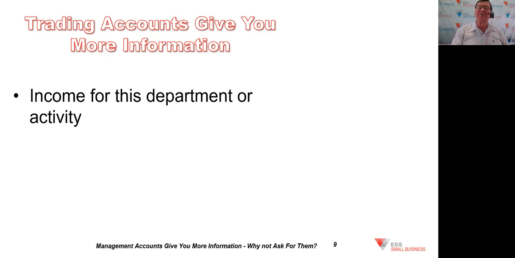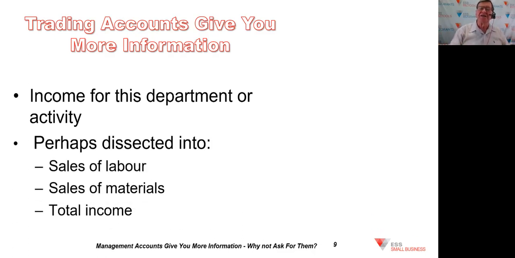So I think the format of the trading account should be something like this: the income for this particular department or activity. Now that could then be dissected into sale of labor if that's what you're doing in this business. So you might have a manufacturing type business and you're selling labor, but you're also selling materials. You've bought the materials from the marketplace and you've marked them up, whatever your markup percentage might be, whether it's 10%, 20%, or even higher. And there could be some other items of income that you receive. Then you've got total income.